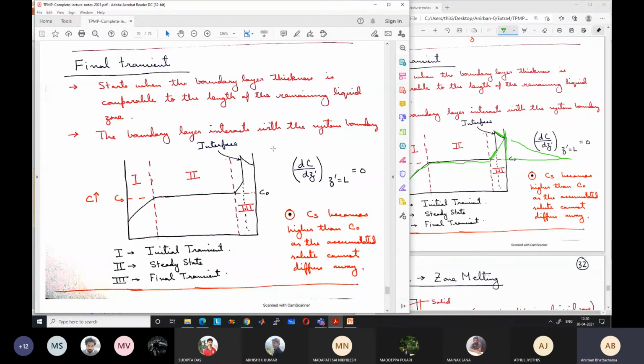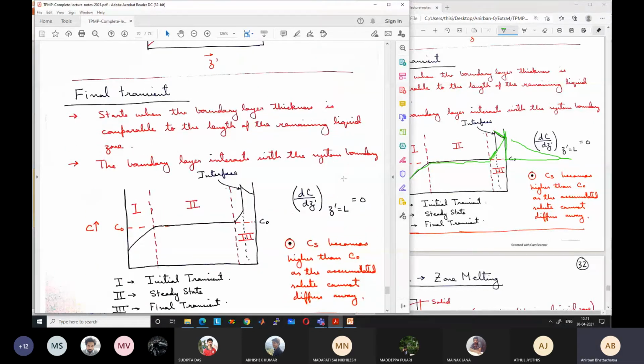The final transient starts when the boundary layer thickness is comparable to the length of the remaining liquid zone. Okay, and the boundary layer interacts with the system boundary. So anyway, we will not go into further details. Any questions on what we have studied?